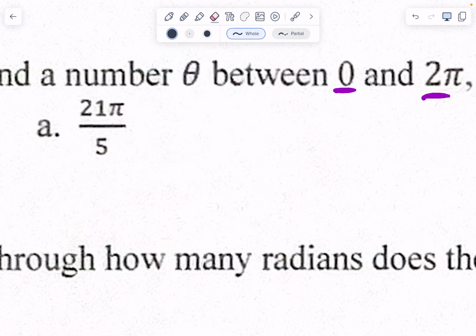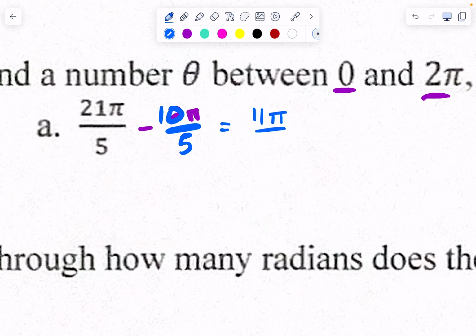So what I'm going to do is I'm going to subtract. When you're finding coterminal angles, you're either adding 360 or subtracting 360, except when you're in radians, you're adding 2 pi and subtracting 2 pi. So I need to subtract 2 pi. If I have a common denominator, 10 pi over 5 is the same thing as 2 pi. Yes? If I subtract, I get 11 pi over 5.